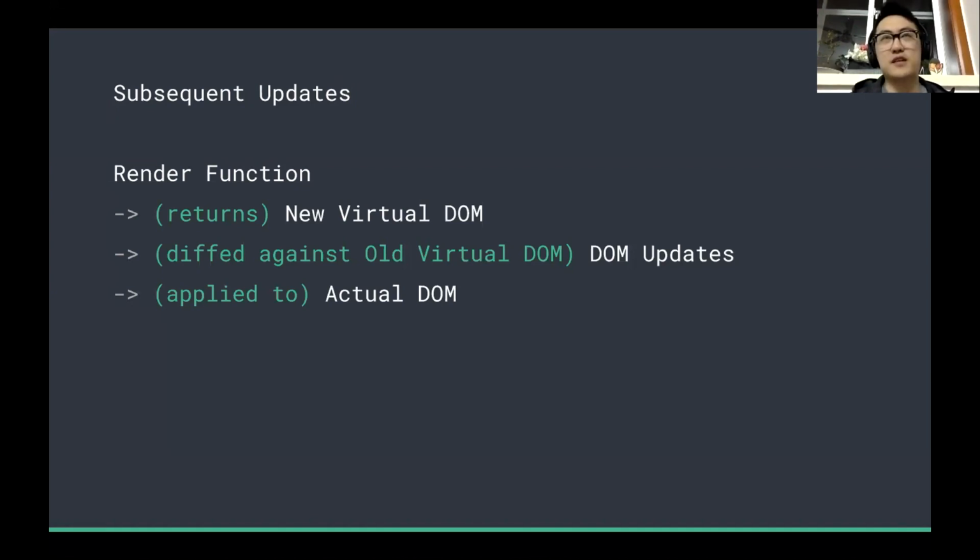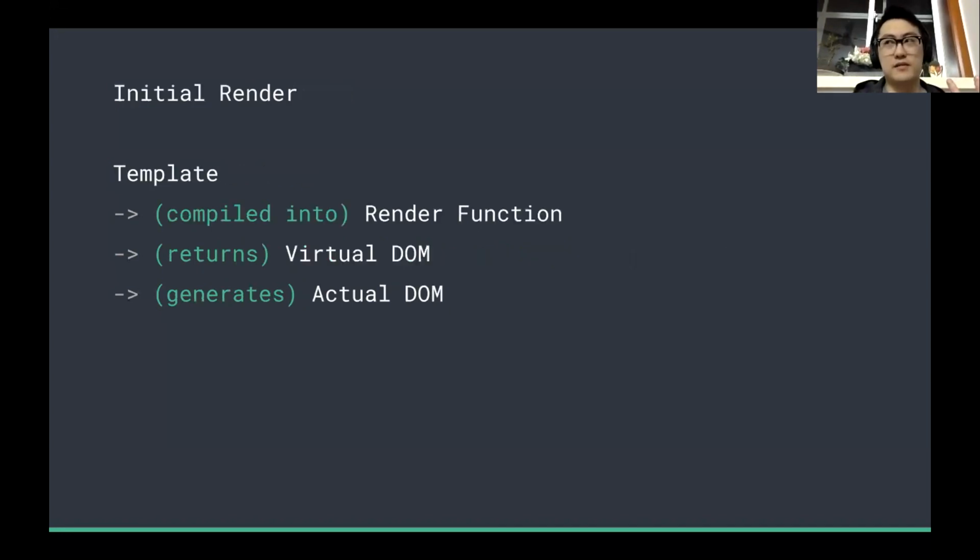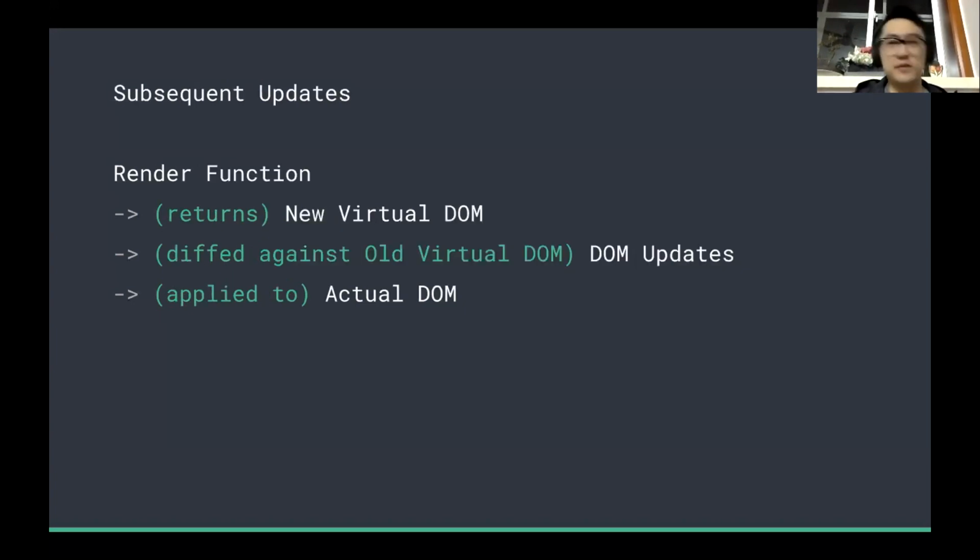Conceptually, the difference is that we are generating a whole new virtual DOM, but we are only applying the minimal actual updates to the actual DOM. The whole reason for doing this is mostly because virtual DOM is fast and actual DOM is slow, and we'll get into that a little bit later. But this is the very high level idea of what happens on initial render and on subsequent updates.